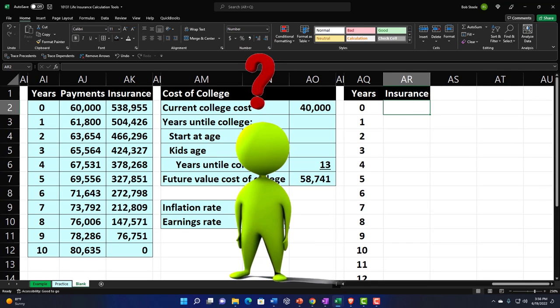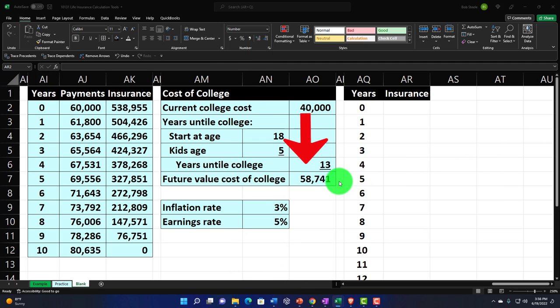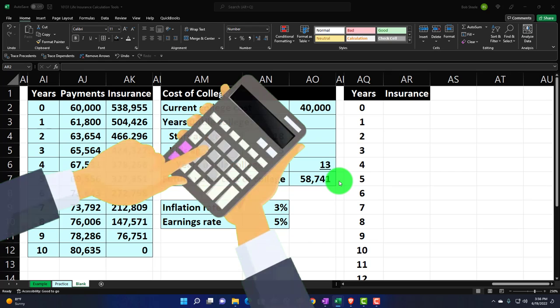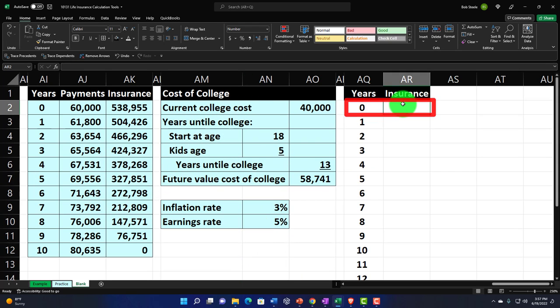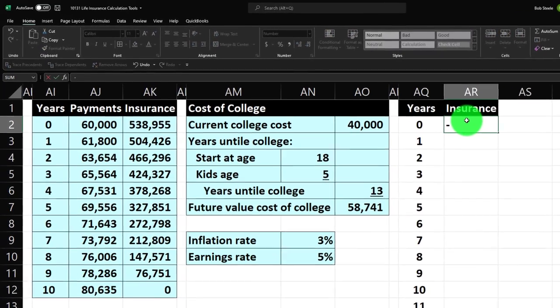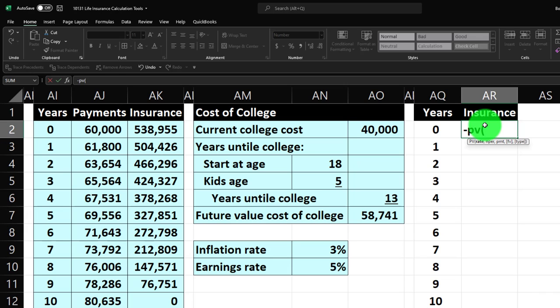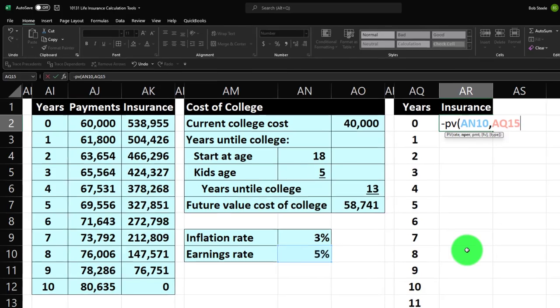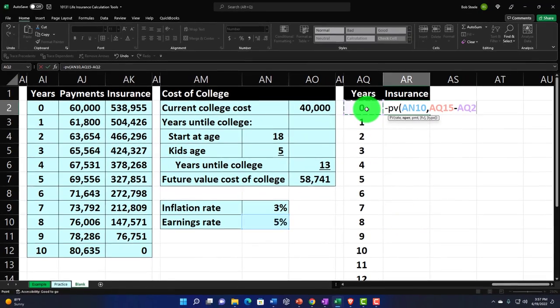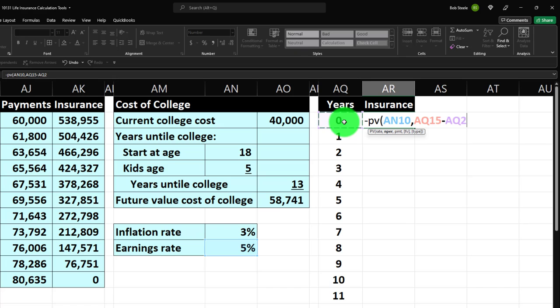What would I need to be putting in place to reach this 58,741? That would be a present value calculation, meaning how much would I have to put in at year zero if I had 13 years to get up to that 58,741. So this is going to be negative PV, brackets. The rate is going to be the 5% I'm going to earn on it, comma, and then the number of periods is a little bit tricky here: 13, but I'm going to say minus 0. I want to say minus 0 because I want to be able to copy that down. When I copy it down, I don't want the 13 to move. I do want the 0 to move.